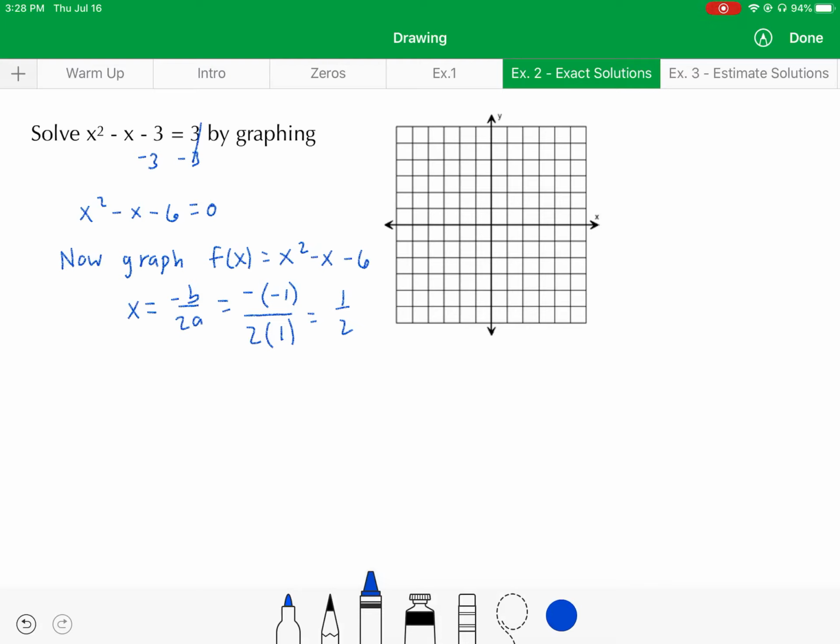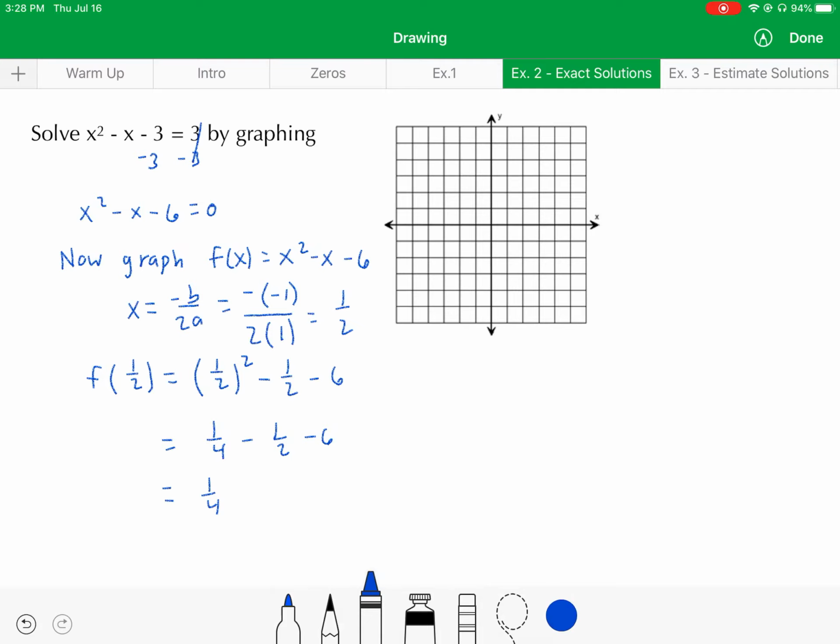And then I'm going to, how about I show the work on this since that's a fraction? So I'll find f of 1/2 to get me the y coordinate of the vertex. 1/2 squared minus 1/2 minus 6. So that's 1/4 minus 1/2 minus 6.